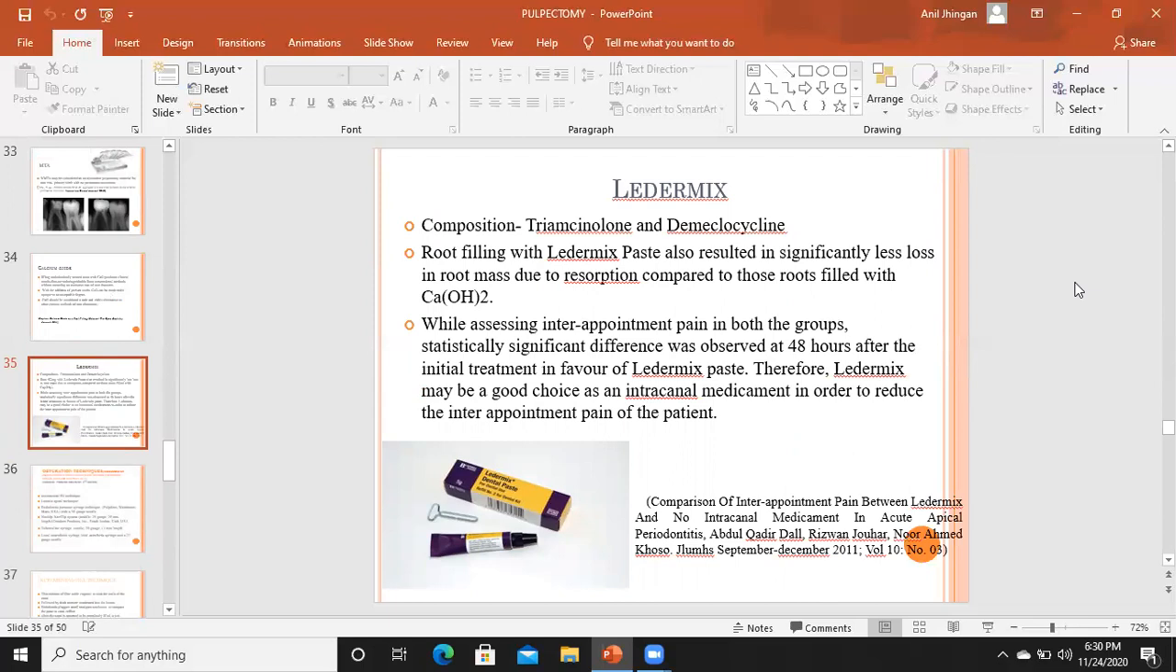Ledermix, another material for obturating the root canals. The composition includes triamcinolone and demeclocycline. Now again, Ledermix has a combination of corticosteroids to reduce the inflammation in the area of concern. Root filling with Ledermix paste also resulted in significantly less loss in root mass due to resorption compared to those used with calcium hydroxide. While assessing inter-appointment pain in both the groups, a statistically significant difference was observed at 48 hours after initial treatment in favor of Ledermix paste. Therefore, it is a good choice of intracanal medicament.